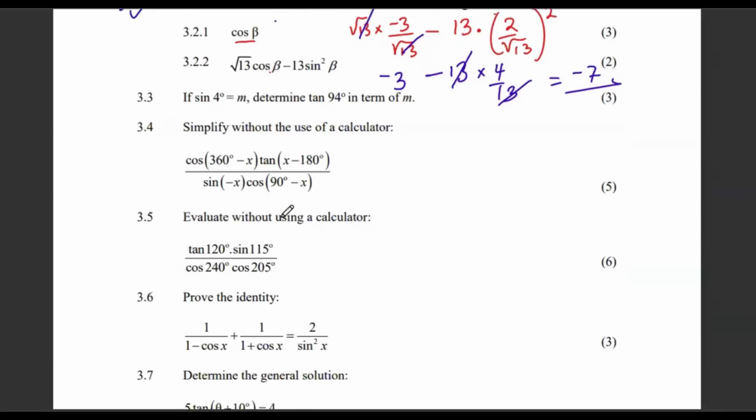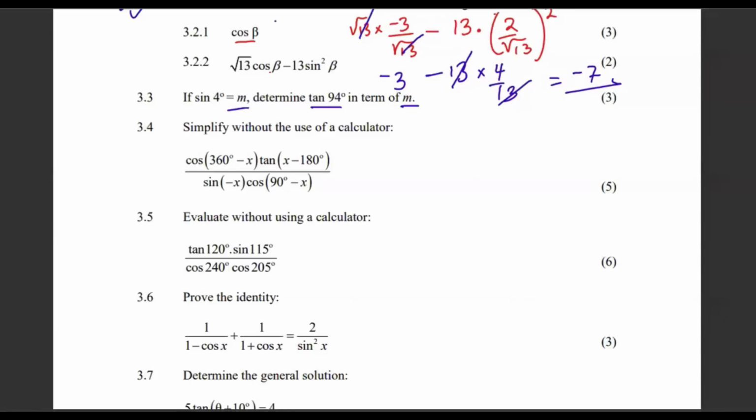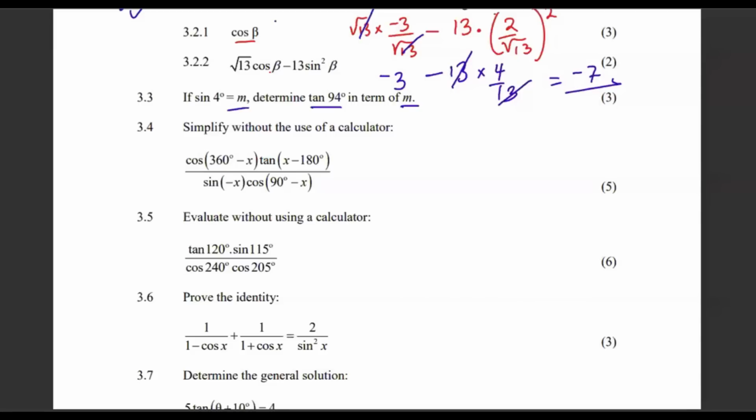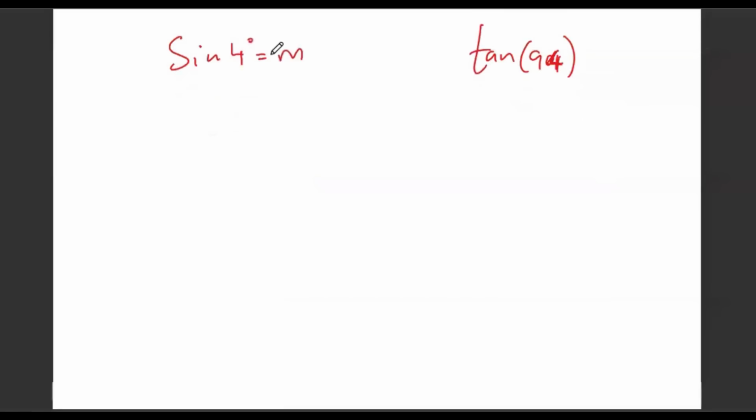Then 3.3. If sine 4 is m, they want us to get the tan of 94 in terms of m. Okay, let me write it this side. So if the sine of 4 degrees is m, we must find the tan of 94 in terms of m. So how many marks should it be? 4 marks, because it looks otherwise. So it's 3. Okay, no stress.